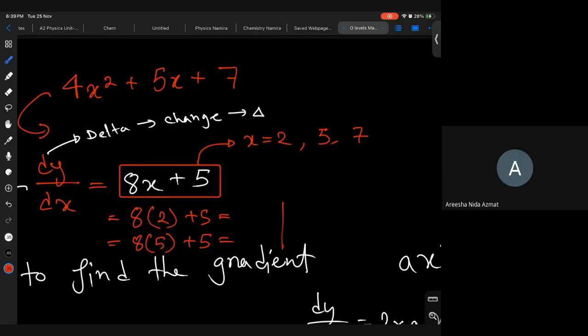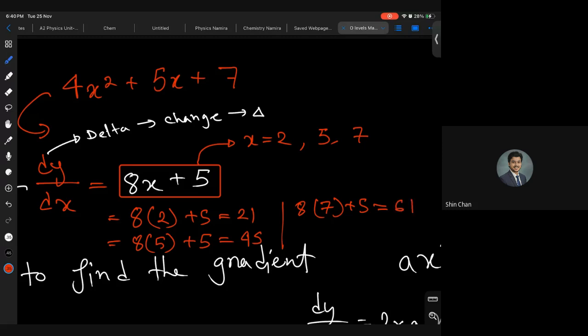So 40 plus 5, 45. The first one, 16 plus 5, is 21, and then 45, and then the last one would be 8 sevens are 56 plus 5, which is 61, right?